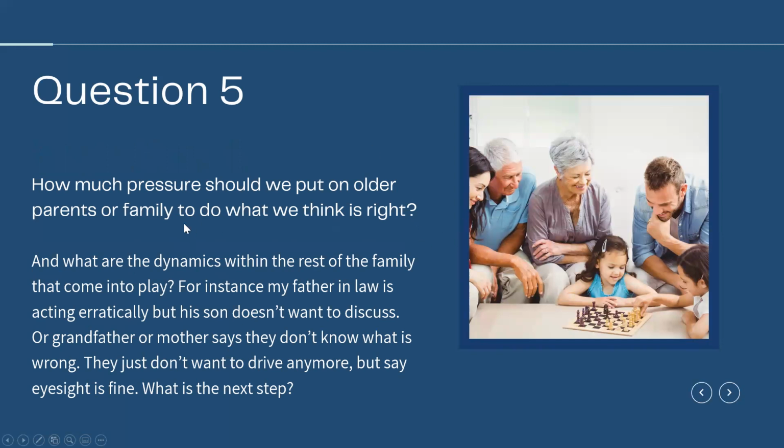So it sounds like there are differing opinions, and there are some follow-up questions that come with that. For example, what are the dynamics within the rest of the family that come into play? For instance, if my father-in-law is acting erratic, but his son doesn't want to discuss it, or a grandfather or mother says they don't know what is wrong, they just don't want to drive anywhere, but say their eyesight is fine, what is the next step? So how do you deal with differing opinions between you as a provider versus what the family might want?